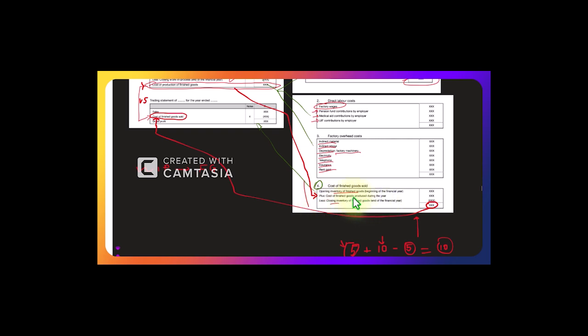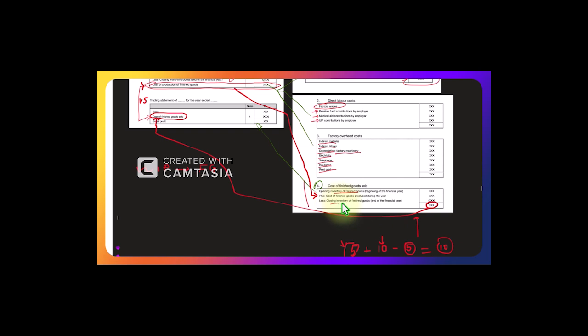So we have the opening inventory of finished goods, the finished goods that came from last year, plus the goods that we produced this year, minus those that we are not going to sell. That's what gives us actually what was sold. The closing inventory of finished goods is the finished goods that were not sold. That's it. So whatever came from last year plus what we produced this year, minusing what we are going to be left with.